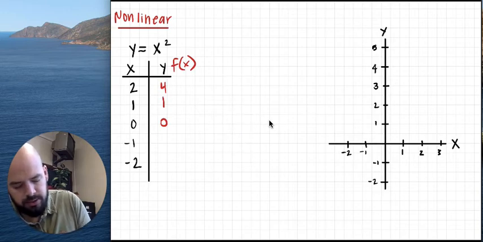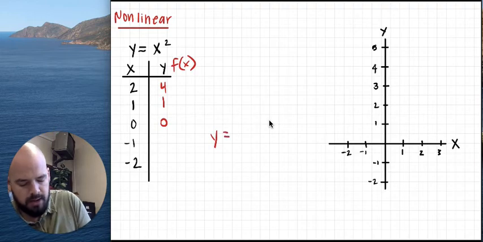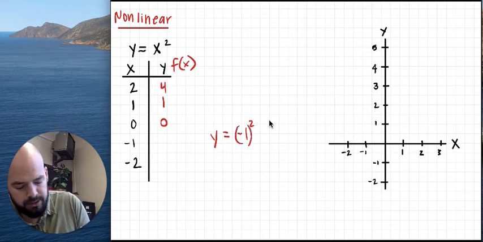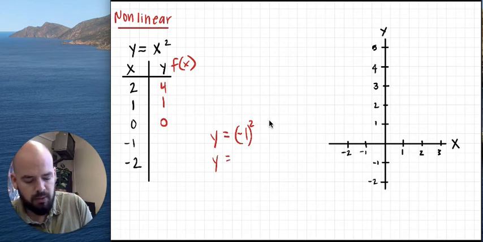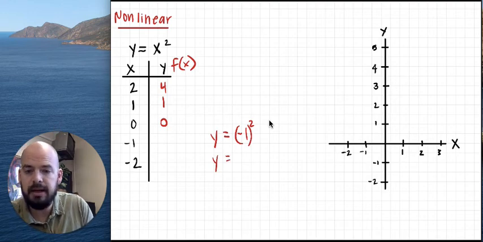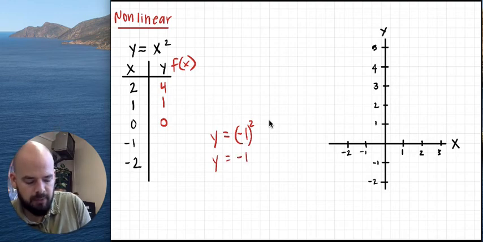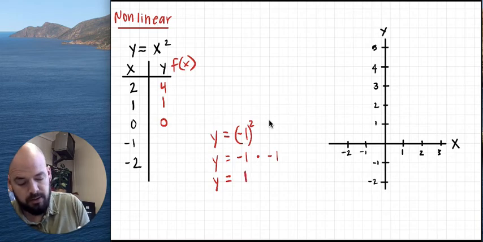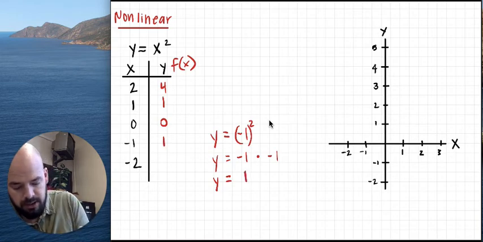Now here's where it's important to use parentheses, because my input is negative 1. Y equals negative 1 squared. It's important to put this in parentheses because that negative sign is also being squared. We're not doing 1 times 1 and then making it negative. We're doing negative 1 times negative 1. A negative times a negative is always positive, and 1 times 1 is 1. So negative 1 squared gives me 1.